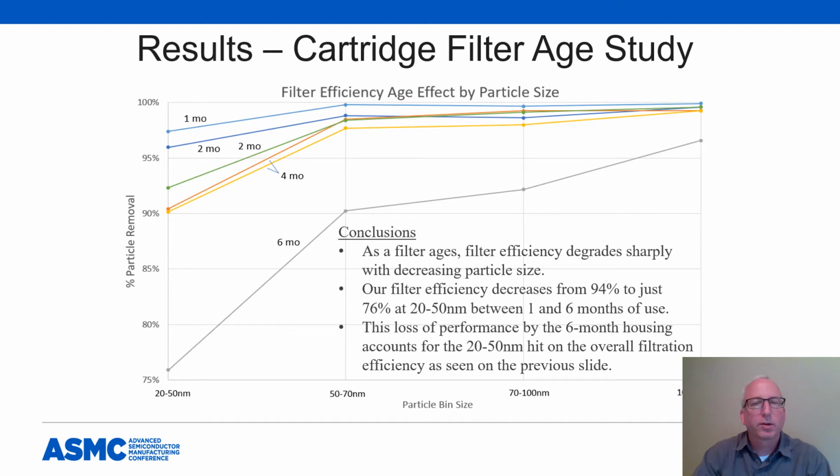as a function of particle size to highlight the effect of filter age. The top line is our 1-month-old filter, showing the strongest efficiencies across the full range of particle sizes. From there, as we head down the trend, we see that filter efficiencies steadily drop as the filter ages from 1 to 6 months. As you can see, at just 6 months, efficiencies at 20 to 50 nanometers plummet from 94% to just 76%.